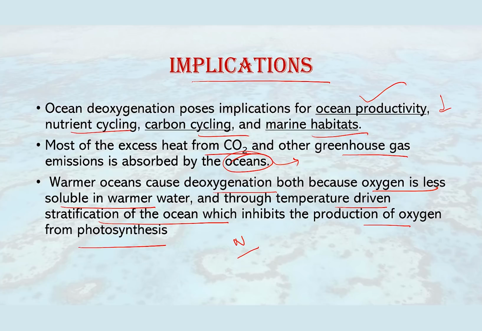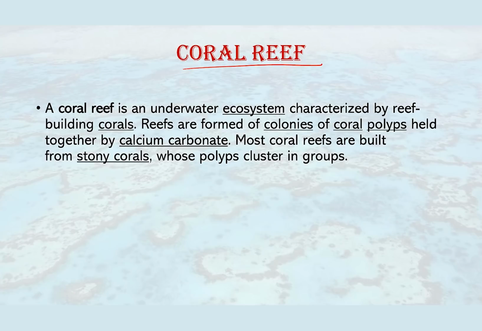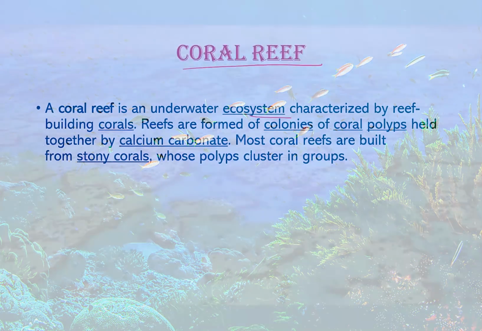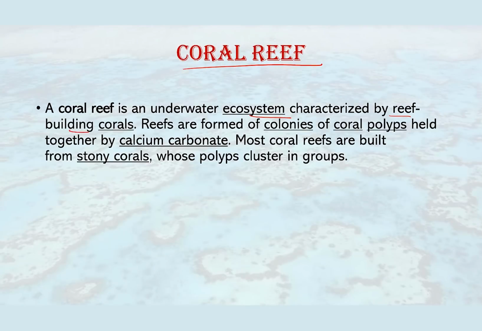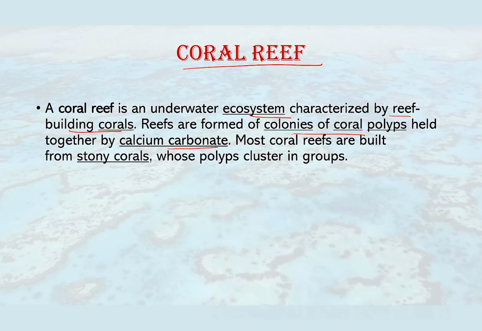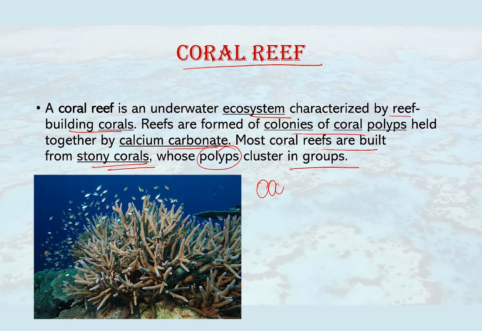So till now we were talking about ocean acidification. Now we will turn to more global phenomena, that is coral bleaching. Although we were discussing it in examples, now see, the coral reef is an underwater ecosystem which is characterized by reef building corals. So corals are building reefs. So reefs are formed of colonies of coral polyps held together by calcium carbonate. So again, these are the calcifiers. Most coral reefs are built from stony corals whose polyps cluster in groups. When polyps cluster in groups, they form corals, and further these corals build up reefs.